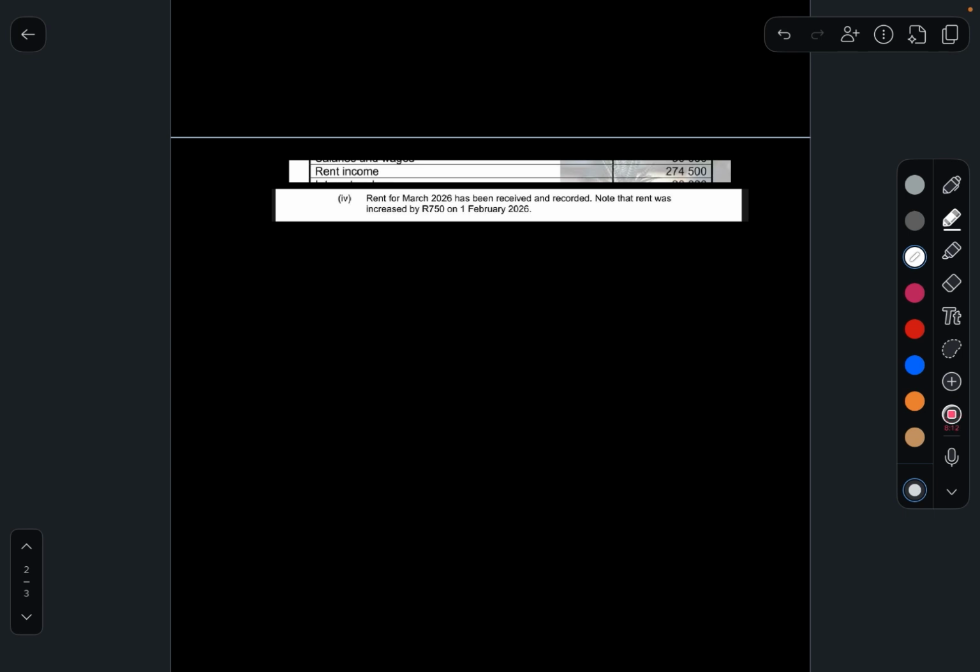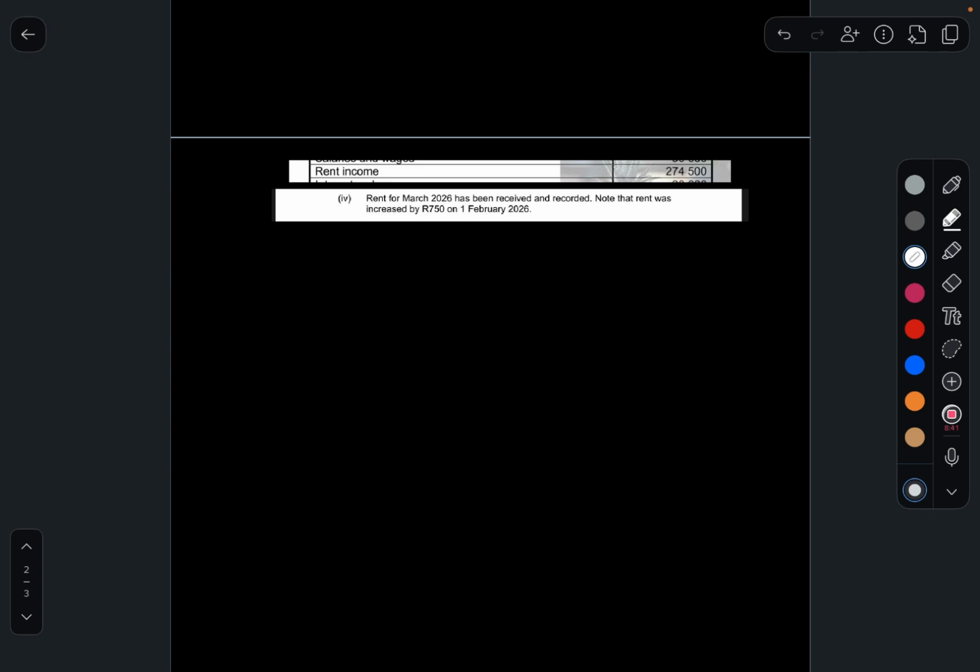They're saying our rent for March 2026 has been received and recorded. Note that rent was increased by 750 on the 1st of February 2026. So they're telling us that we received the rent for the next financial year. So we have to remove it because it did not take place this year. However, it's operations for the next financial year, operations for the next statements.